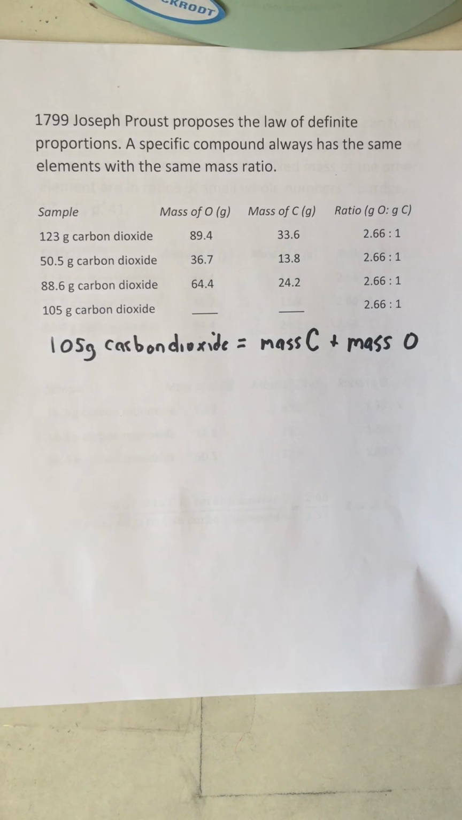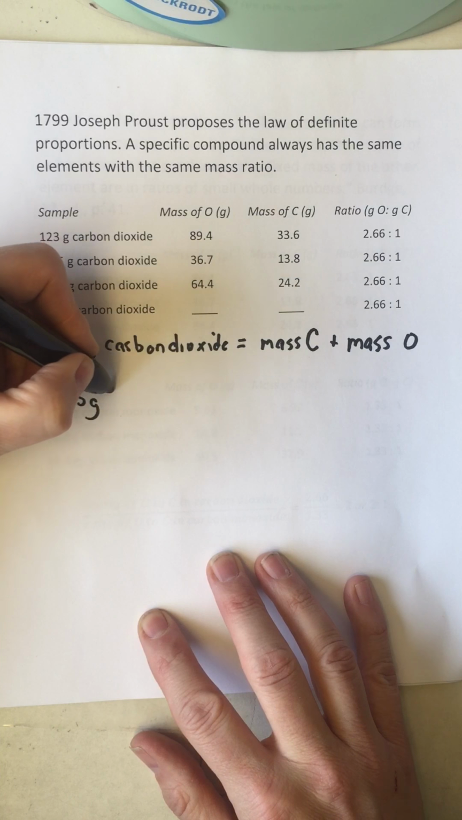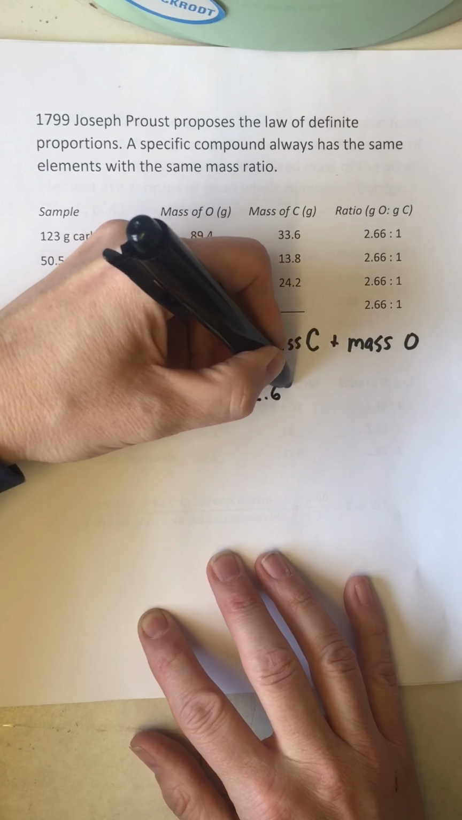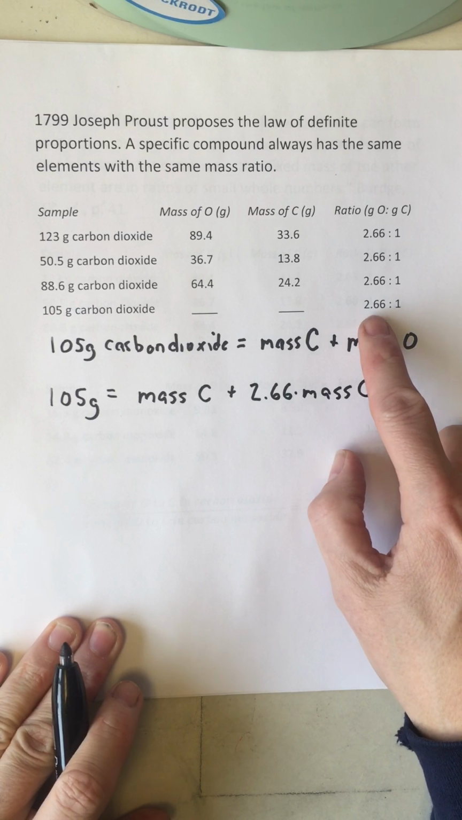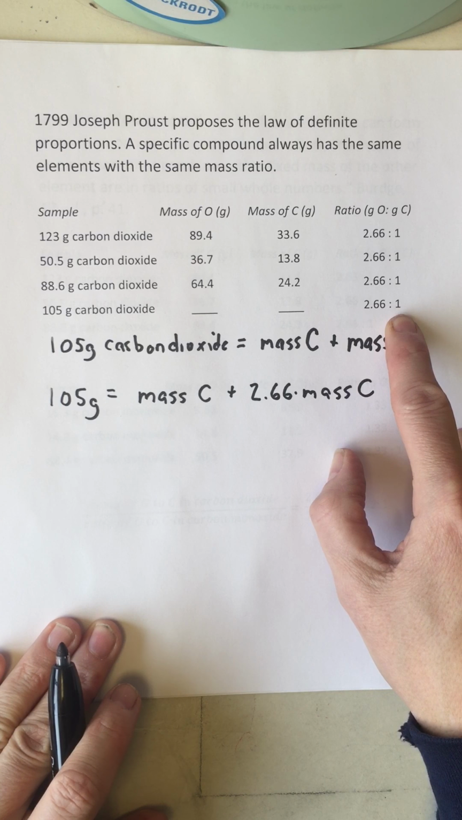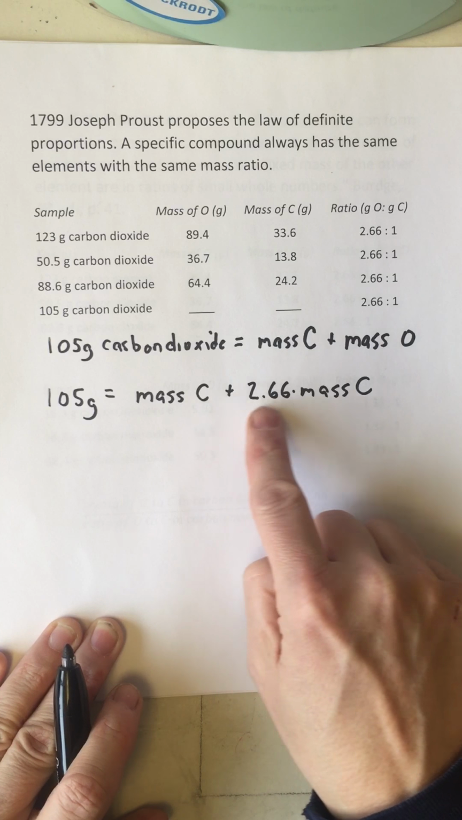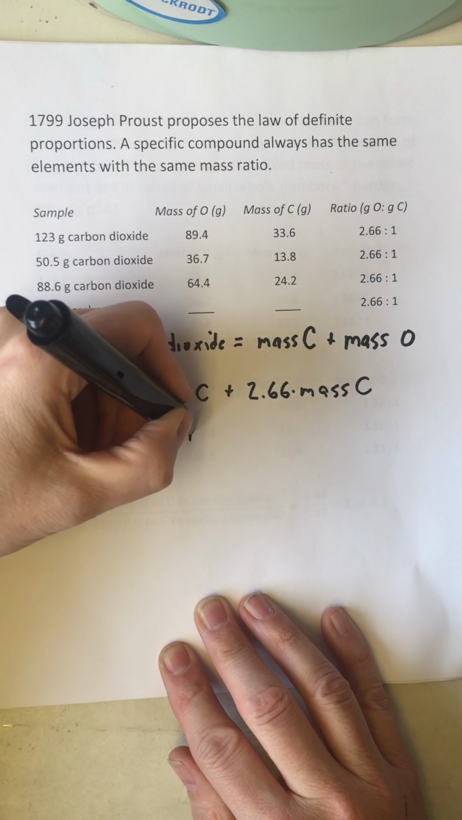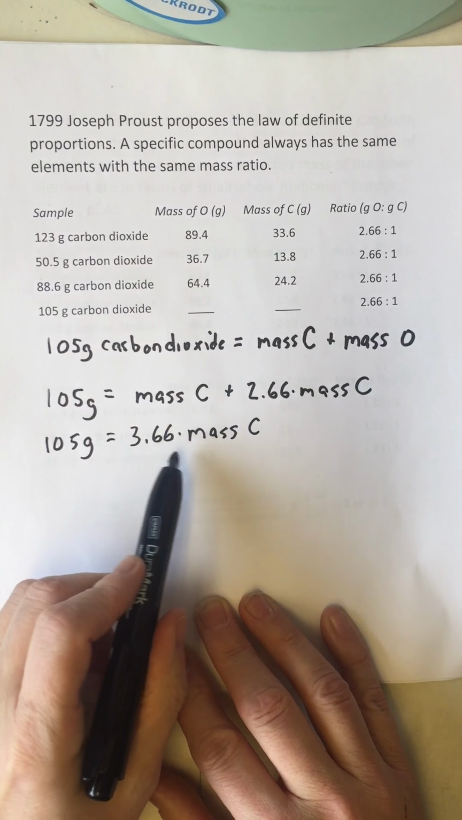Now, let's ask a question. We know the ratio of oxygen to carbon is 2.66 to 1. So what I'm going to do is write this 105 grams as equal to the mass of carbon plus 2.66 times the mass of carbon. And the reason I'm doing that is because the mass of oxygen is 2.66 times the mass of the carbon. Now note that we have mass of carbon plus 2.66 times the mass of carbon. Well, that would just be 3.66 times the mass of carbon. So the total mass, 105, is now equal to 3.66 times the mass of carbon.